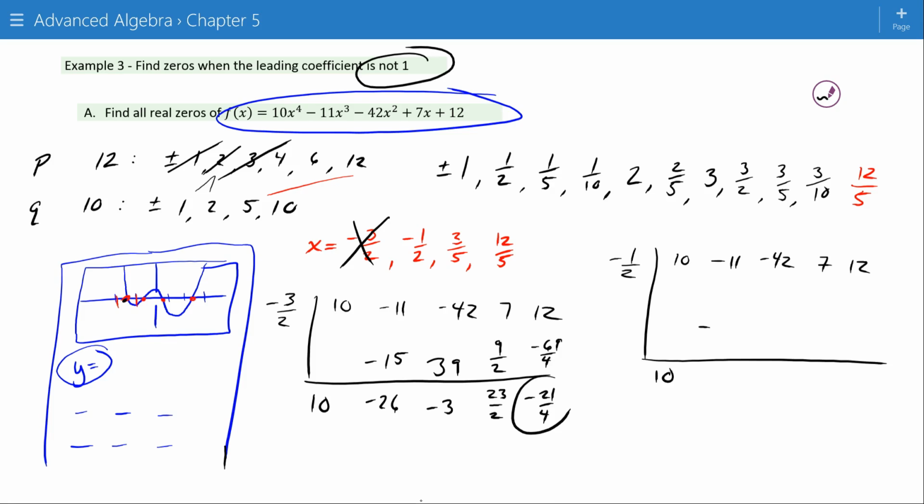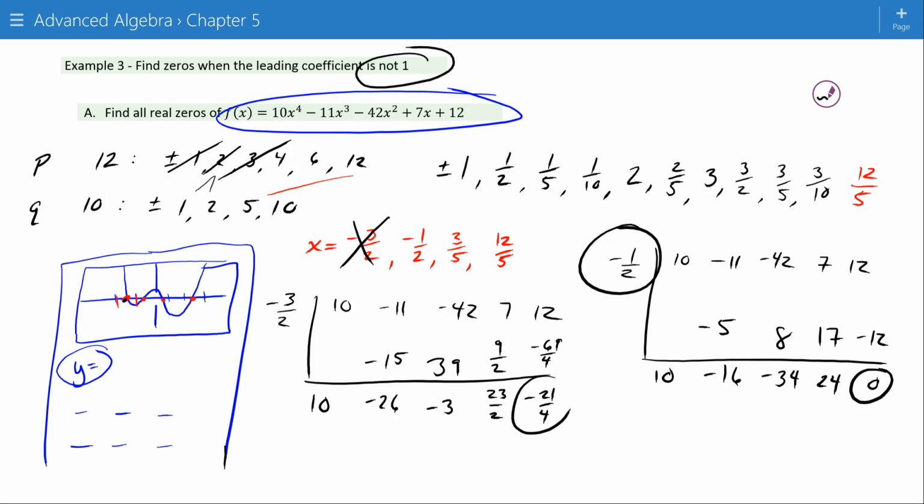Multiply those, we get -5. Combine, -16. Multiply those, we're left with +8. Combine for -34. Multiply those, and we have a +17. Combine for 24, and when we remultiply, we get -12, which is no remainder, which is great. Thank goodness. Right? We have a 0 now. One of our zeros is x equals -1/2.